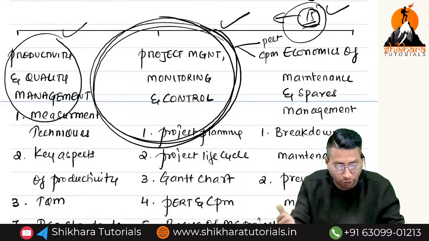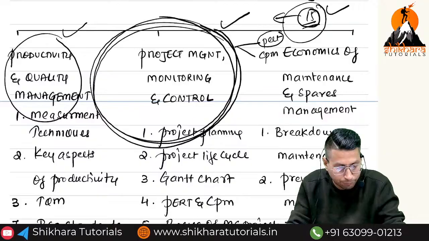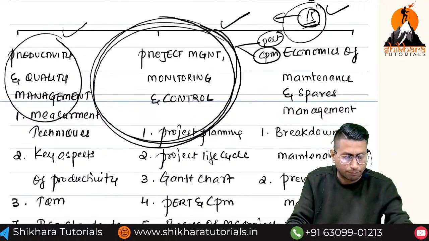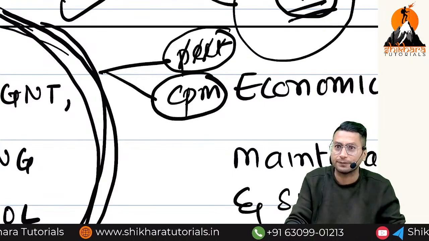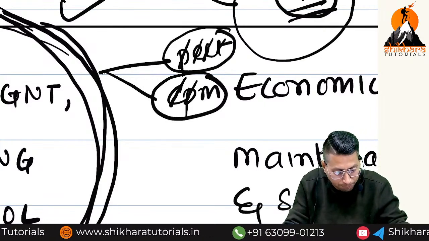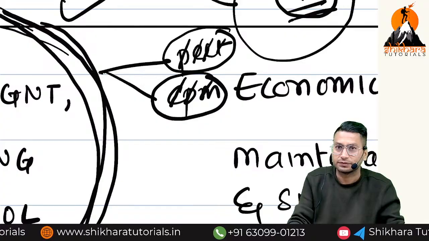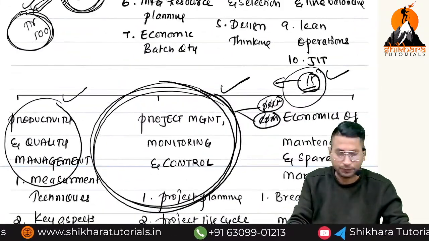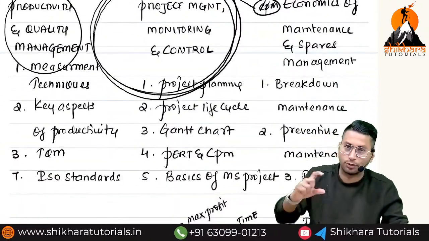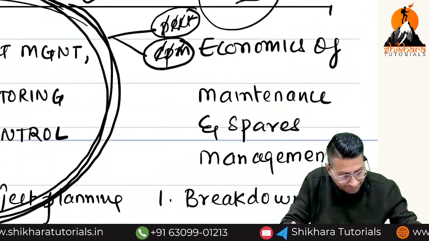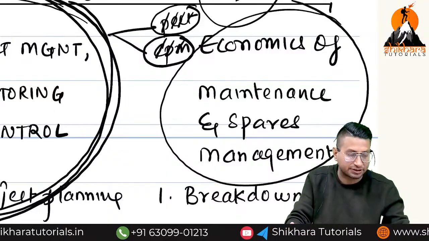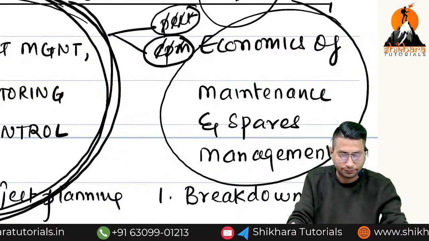For which we have how many methods? Two methods: PERT and CPM. PERT stands for Program Evaluation and Review Technique. CPM stands for Critical Path Method. Clear? Differences and all we will see later on. And the last concept, which is a combination of theory and practical, is economics of maintenance and spares management.